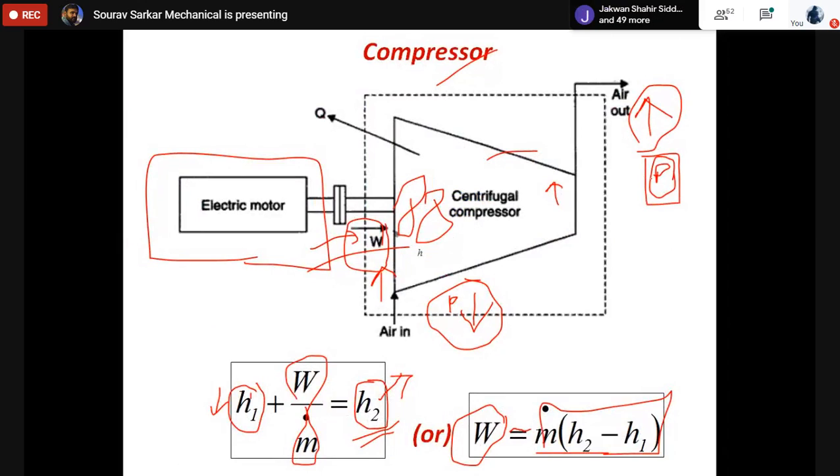Suppose you consider a pump. The pump inlet pressure and inlet temperature are known to you. Now you want your delivery pressure and delivery temperature. If these two pieces of information are known to you, you can find out how much electricity I have to give to run the pump. Because energy cannot be created, energy cannot be destroyed. So it is always conserved.